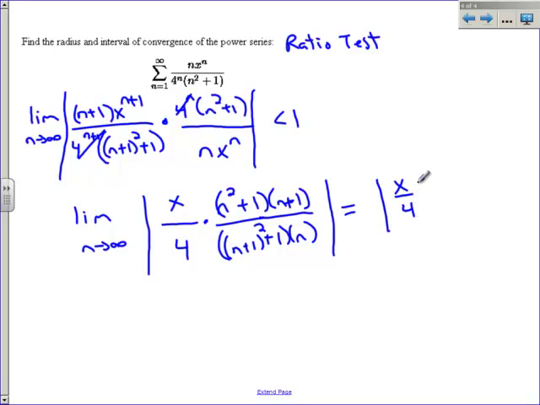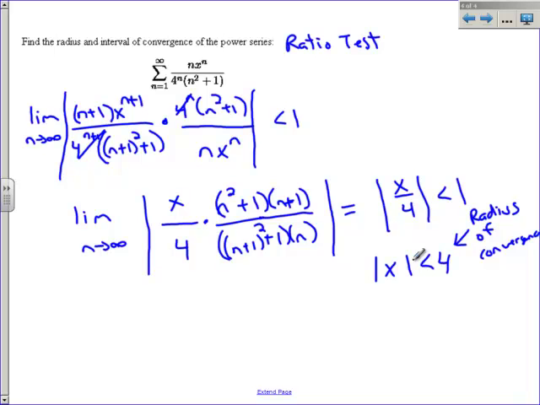And I need this to be less than 1. Here, I didn't get my limit to go to 0, so this is not going to have an interval of convergence of all numbers. I now have this restricted range. And so if I multiply both sides by 4, I get the absolute value of x has to be less than 4. This is called my radius of convergence. This means we are only going to be able to go left and right 4 from the center. So we can use this power series for the numbers between -4 and 4.